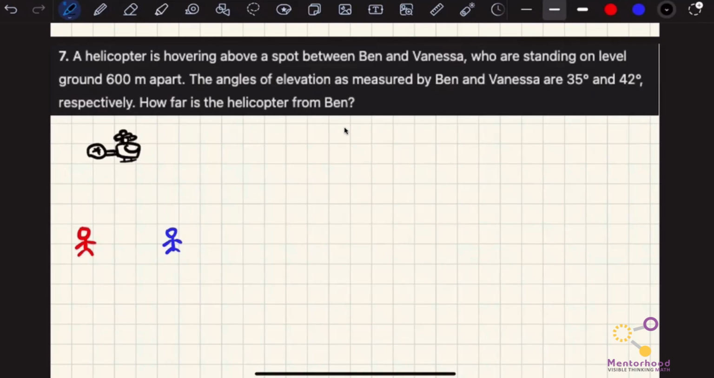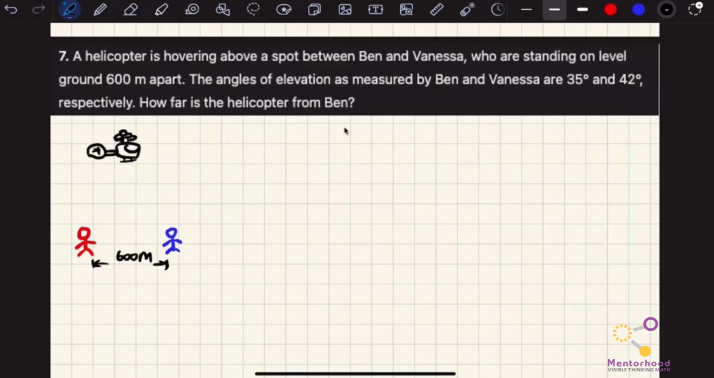All right. Now, we know Ben and Vanessa are standing on the level ground. Okay? So assume they're standing on the level ground, not in the air. They're here, 600 meters apart. That means from here to here, the distance is 600 meters.